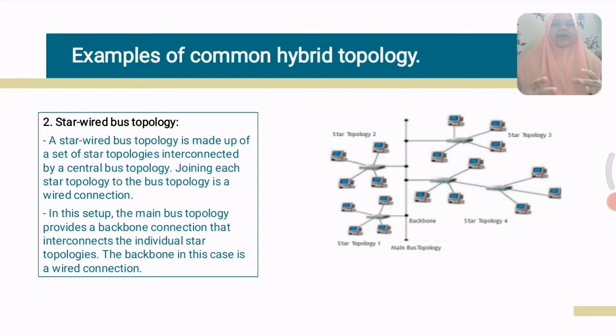Earlier we were talking about examples of common hybrid topology, part 1. This time we will talk about another example of hybrid topologies, which is a star-wired bus topology. A star-wired bus topology is made up of a set of star topologies interconnected by a central bus topology. Joining the star topology to the bus topology is a wire connection. The main bus topology provides a backbone to interconnect the individual star topologies, and the backbone is a wire connection.